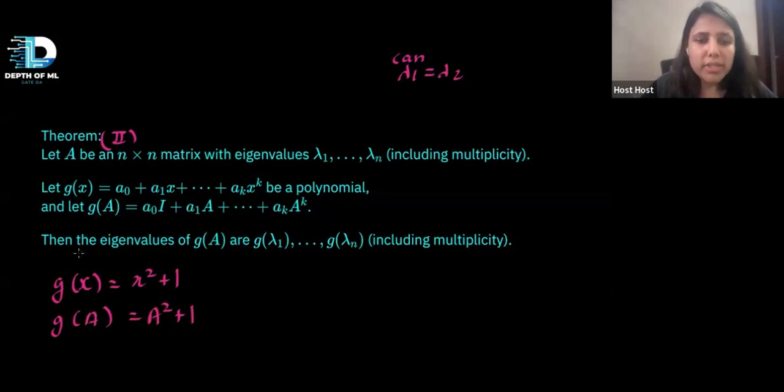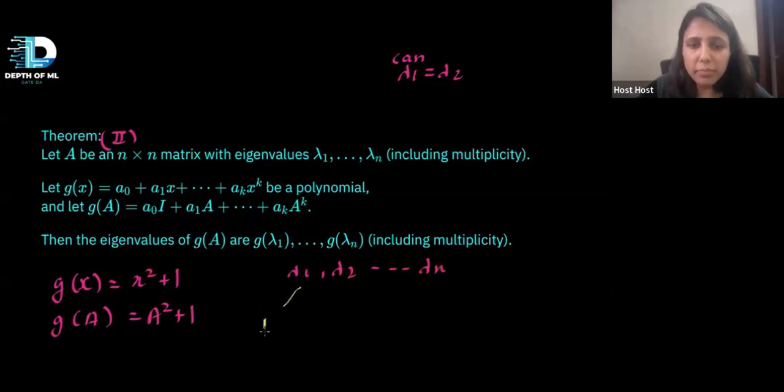What it's saying is that the eigenvalues of g of A are basically obtained by applying the same function to each lambda. If my lambda values were lambda 1, lambda 2, up to lambda n, then my values will become lambda 1 square plus 1, lambda 2 square plus 1, and so on, up to lambda n square plus 1.